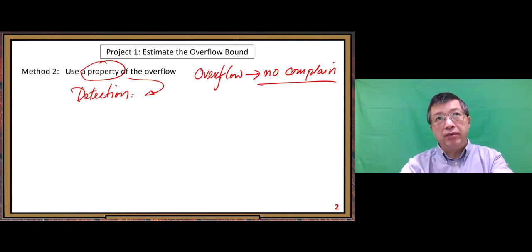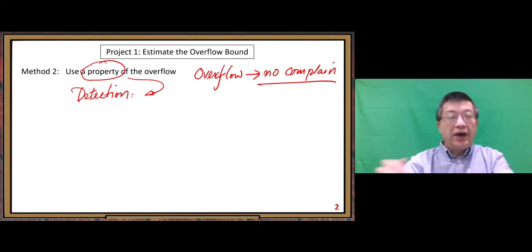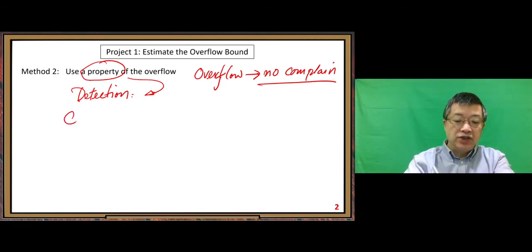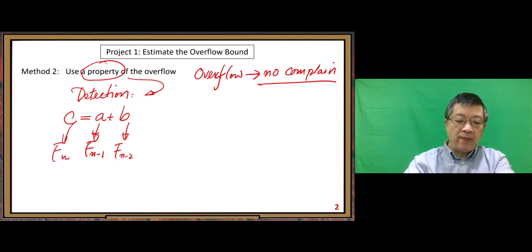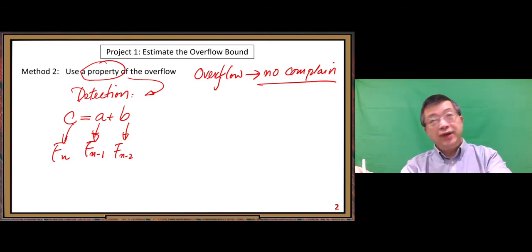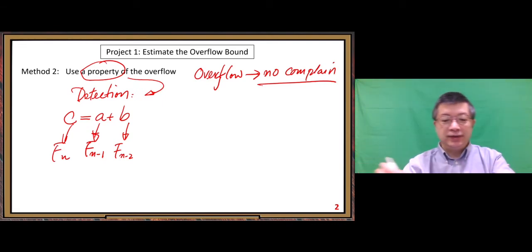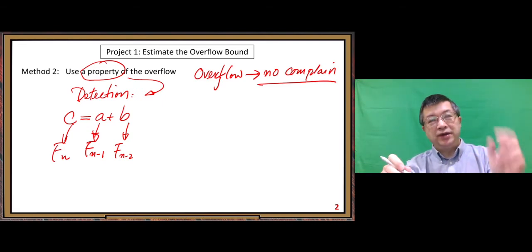It is very simple. When we calculate a Fibonacci number, we just do simple addition, C equals A plus B, where A is F sub n minus 1, B is F sub n minus 2, and C is F sub n. So we do that. Now let me tell you the property.